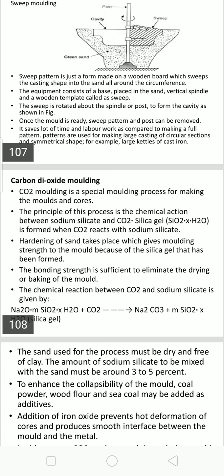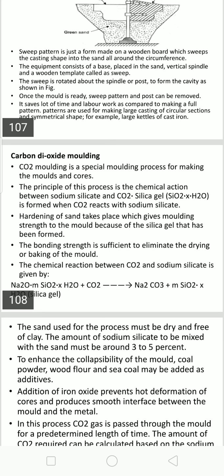In this, silica sand is mixed thoroughly with the sodium silicate solution, so that the individual grains of sand are effectively coated. The required mold or core is then rammed with the mixture. The carbon dioxide gas is passed through the rammed sand as shown in the figure.